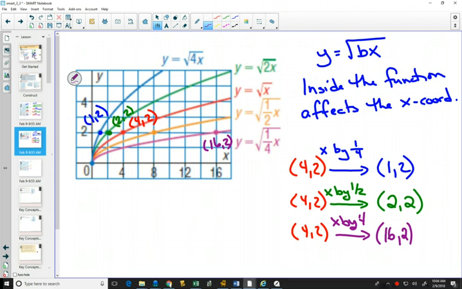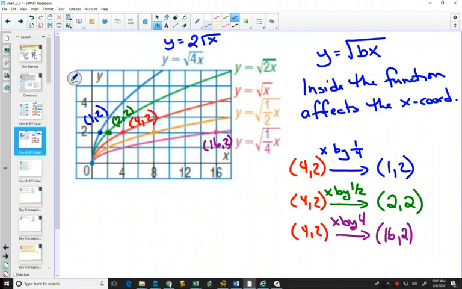Just for fun, you could simplify the blue one. What's another way that I could write that blue equation? You could, because the square root of 4 is 2, so you could have written this as 2 root x. If I wrote it that way, I would no longer be talking about horizontal stuff. Now that 2 is outside, and I'd be talking about a vertical stretch.